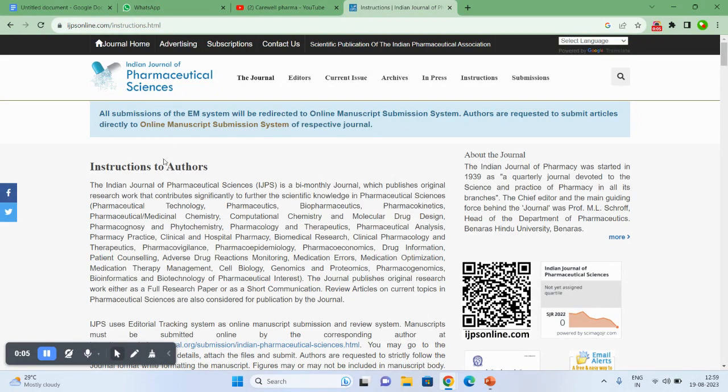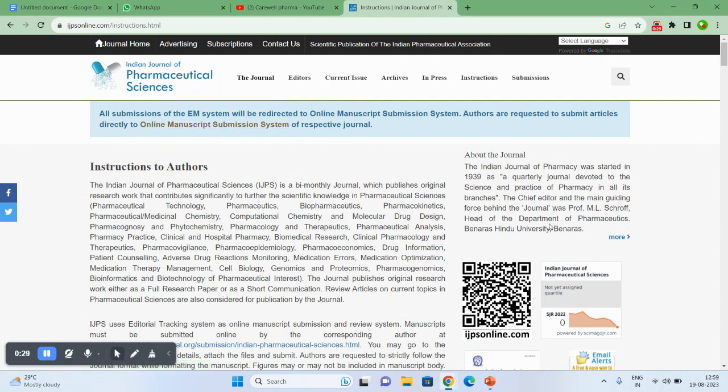Today we will be discussing what we need to do whenever we opt for publishing an article, review, research, short communication, special letter to the editor, commentary, anything. First thing that we need to know is the instruction to authors. Suppose the journal that I have chosen is the Indian Journal of Pharmaceutical Sciences (IJPS).